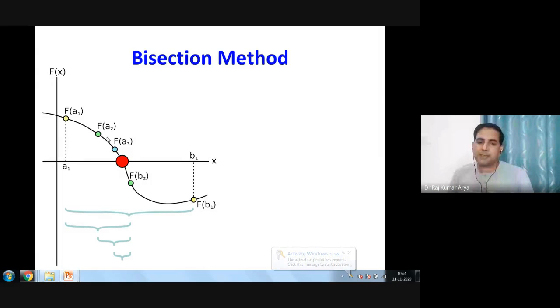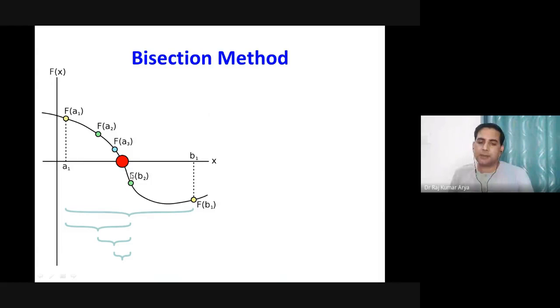Someone might have guessed a value somewhere here, that A2 and B2 value. So he or she will move faster toward the root, and will take fewer iterations or trials. Sometimes, let's say you have a guess value very close to the root. So this is completely guess dependent. It cannot be generalized what number of trials or iterations you will take.